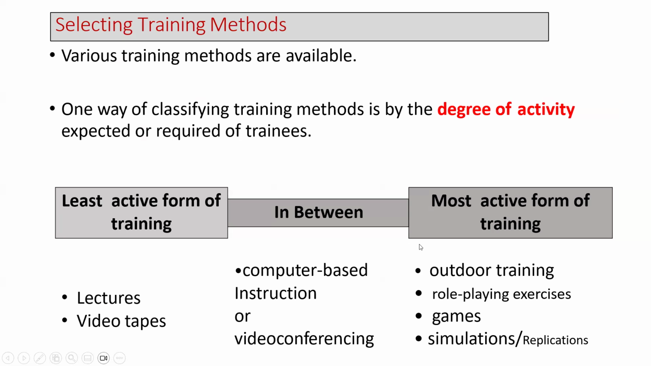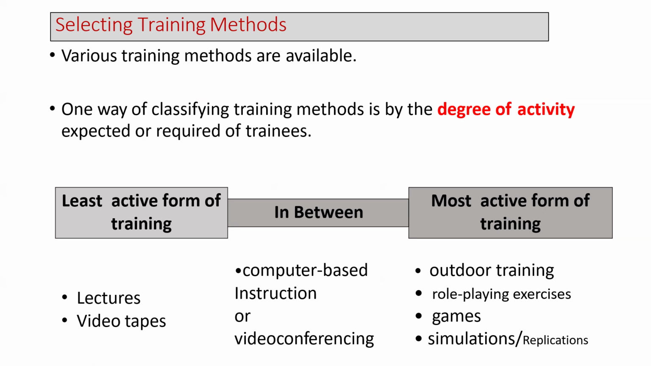All these various methods are further divided into mainly three categories. One is the active form of training, or the active form of HRD, human resource development, and least active and most active forms. Basically, least active in the sense that participants' active engagement is very low, by using left-hand side methods like lectures, video tapes.